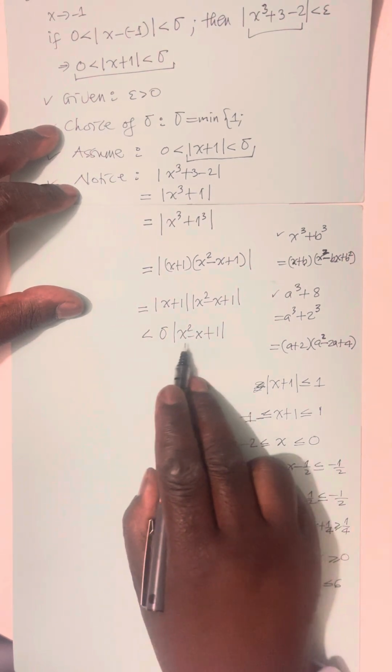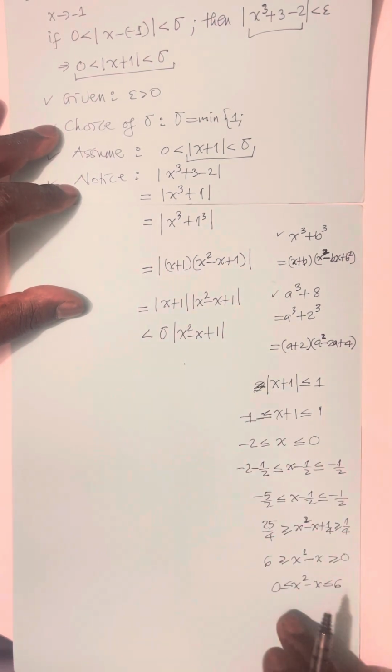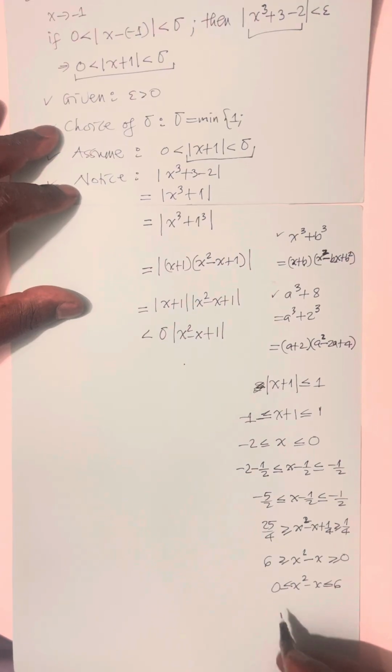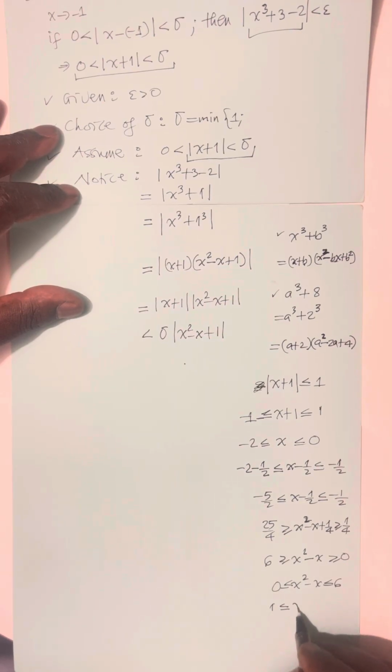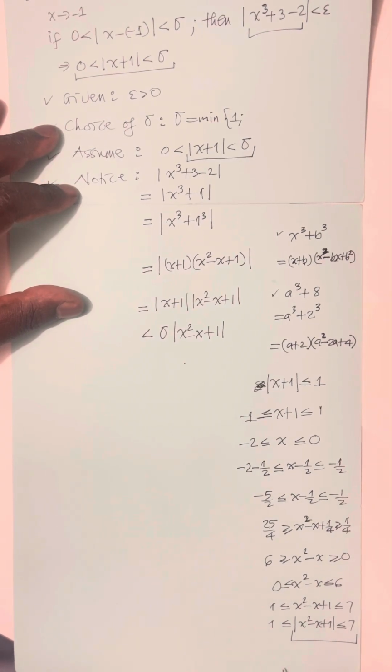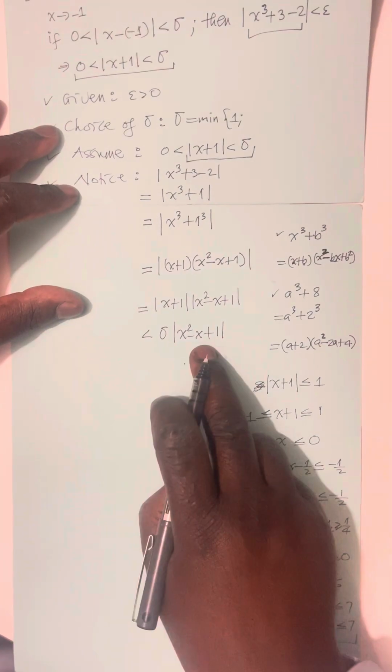Now you notice that in this expression here we have plus 1, so I have to add 1 here, there, and there. That means 1 is less than or equal to x squared minus x plus 1, which is less than or equal to 7. And if I take the absolute value of 1, it will be 1. The absolute value of this central part, x squared minus x plus 1, is less than or equal to the absolute value of 7, which is 7. This is what I was looking for, because this expression here is that expression.